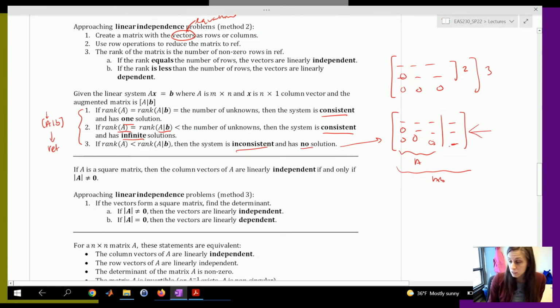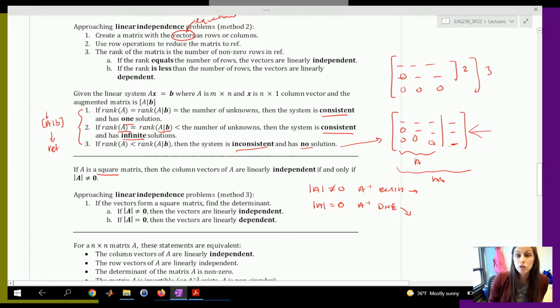The last method that we can use to determine if our vectors are linearly independent, if we have a square matrix, is to find the determinant of the matrix. Remember, if the determinant is not equal to 0, then A inverse exists. But if the determinant of A is equal to 0, then A inverse does not exist. Which tells me that here I have no solution or an infinite number of solutions, and here it tells me I have one solution. We'll see what that means later.